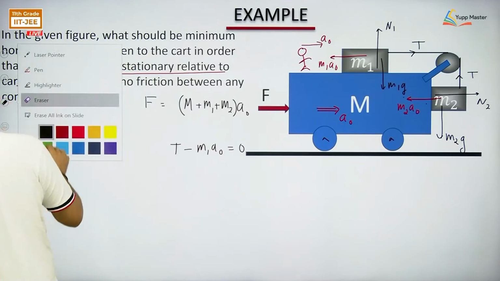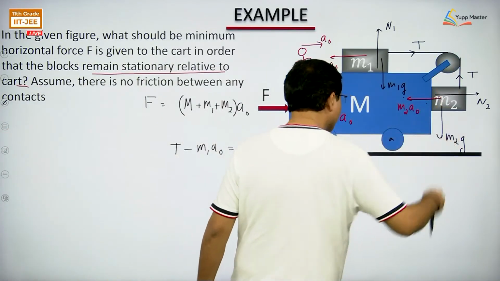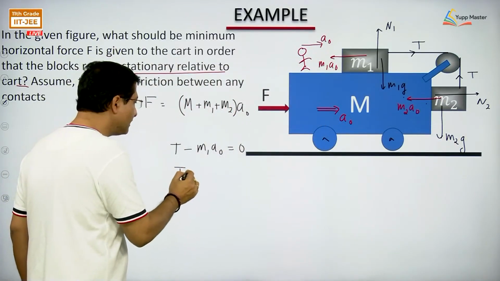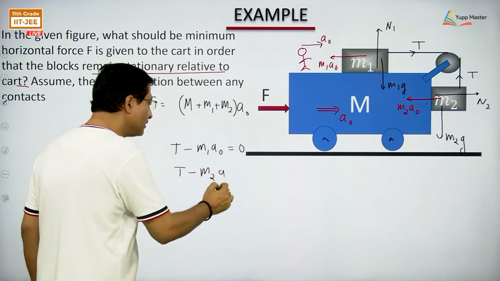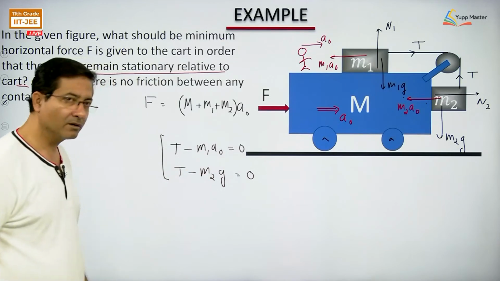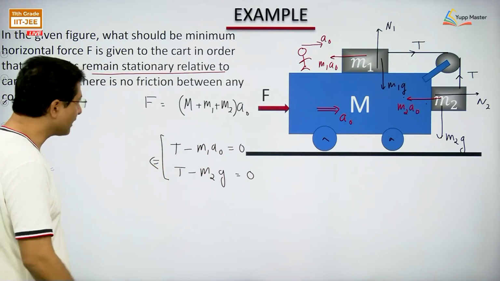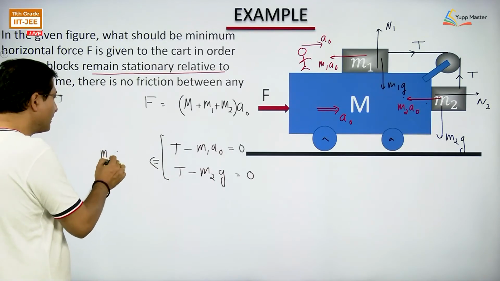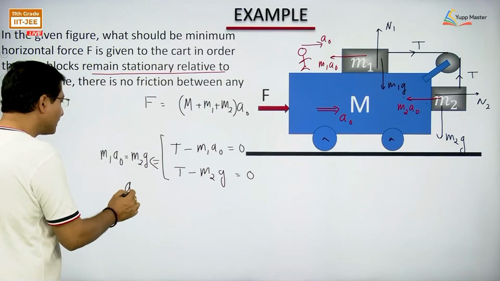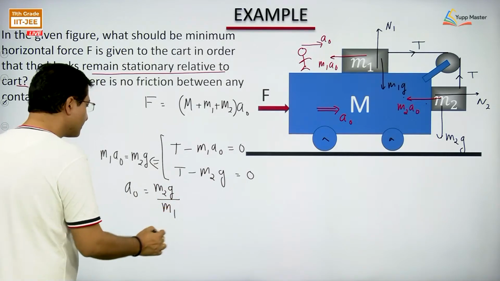I'll just focus on y direction. In y direction, see, if there is no motion, that means T minus M2g is equal to 0. So for M1 block, for M2 block, we got this equation, and if I simplify, I am getting M1 a naught will be equal to M2g. That means we are getting a naught is equal to M2g divided by M1.